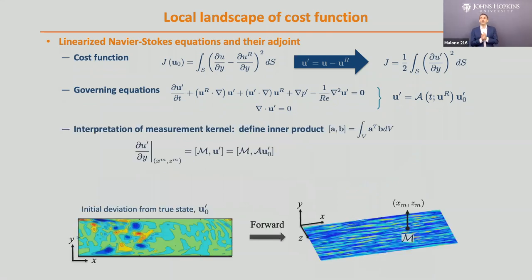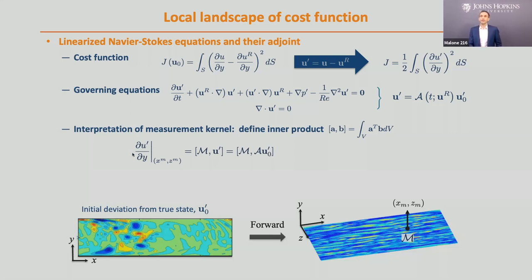how about measurements? So now I have the true initial condition, and I want to know how sensitive my measurement is to changes in the true initial condition. So that's the sensitivity of my measurement. So what I can do is I say, okay, well, the change in my measurement is du prime/dy at the measurement location x_m and z_m. Well, I can write this as a measurement kernel, which is d/dy, times the forward velocity field. And the forward velocity field is nothing but taking the perturbation to the initial condition and marching it with Navier-Stokes.